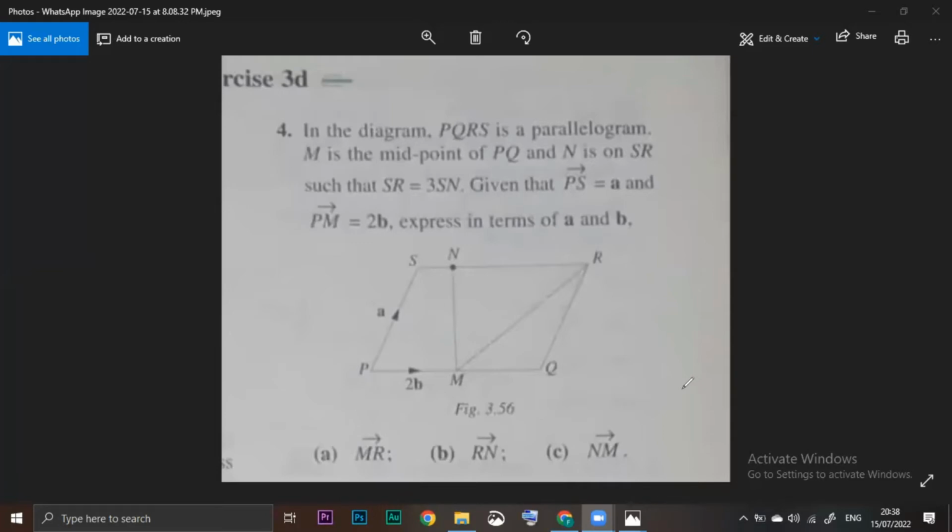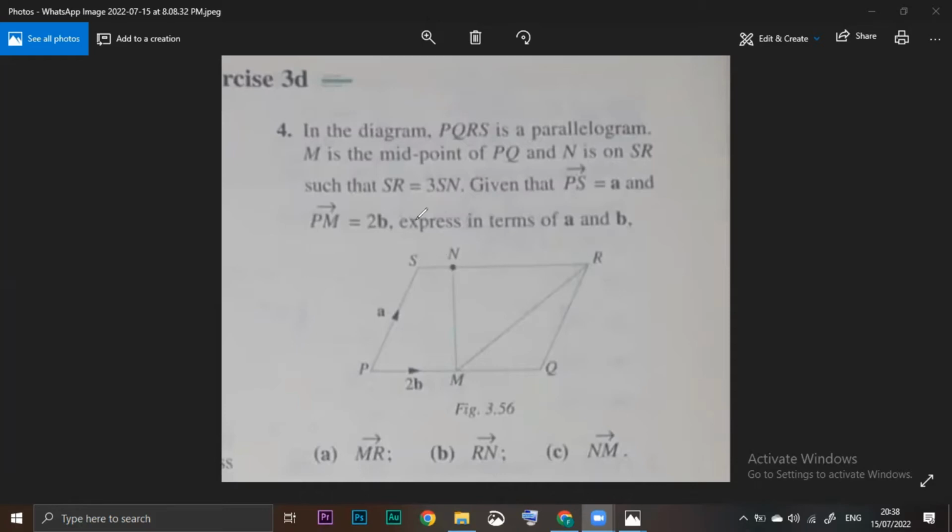Now question number 3. Exercise 3D, question number 4. In the diagram PQRS, P, Q, R and S is a parallelogram. M is the midpoint of P and Q, and N is on SR such that SR is equal to 3SN.